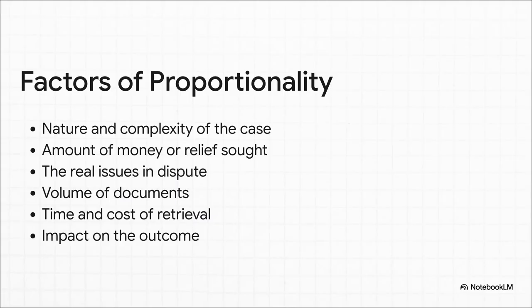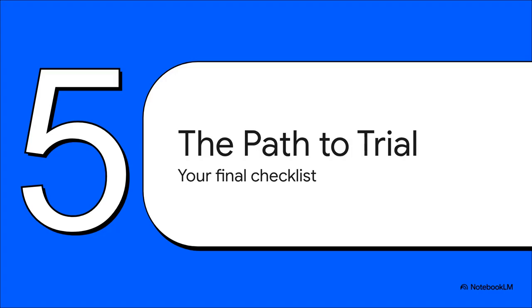So how do you actually argue about what's proportionate? Guideline 7.1 gives you the toolkit. When you're negotiating that document plan with the other side, these are the factors you'll be debating. How complex is the case? How much money is involved? How many documents are we talking about? How much will it cost to find them? And what impact will they actually have on the final result? This is your framework.